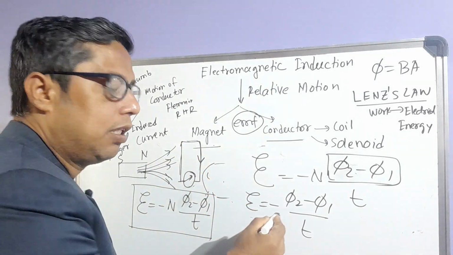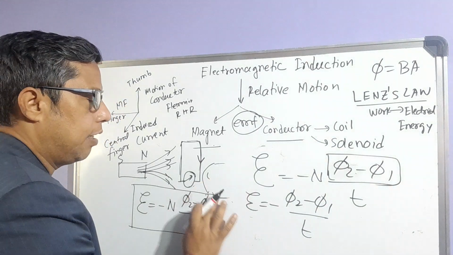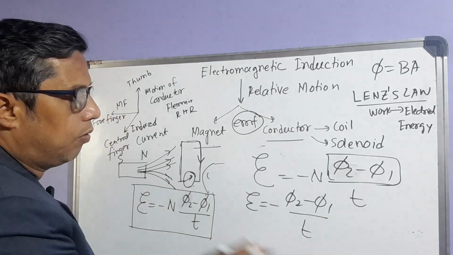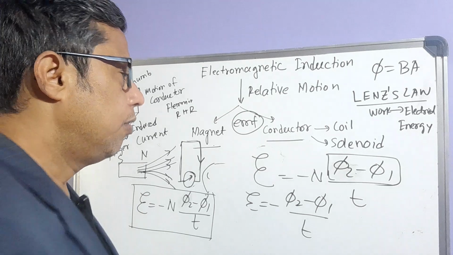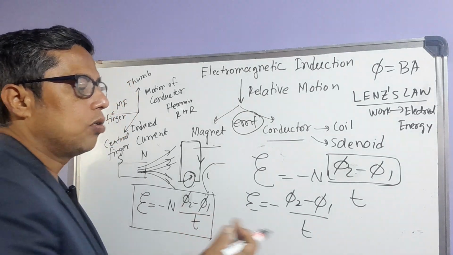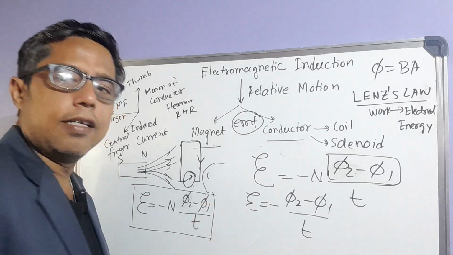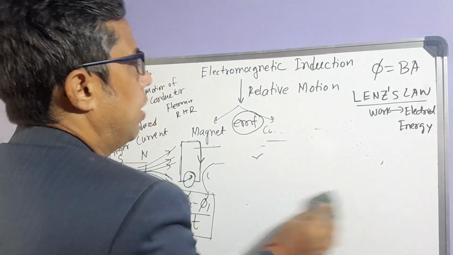Now, why is this minus symbol here? Minus here because of Lenz's law. Lenz's law says that the direction of current will oppose the cause for which it is produced. Like the current direction will always oppose the change in flux. Due to that reason, the minus sign is here. Now let me make it more clear.